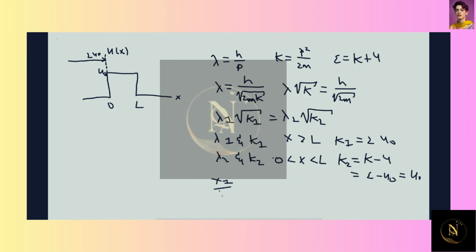All right, so now we take the ratio. Lambda 1 over lambda 2 is just equal to the square root of K2 over the square root of K1, which is equal to the square root of K2, which is U0, divided by the square root of K1, which is 2U0, which is just equal to 1 over the square root of 2. So that is the ratio of the de Broglie wavelength in the region here to the wavelength in the region here.